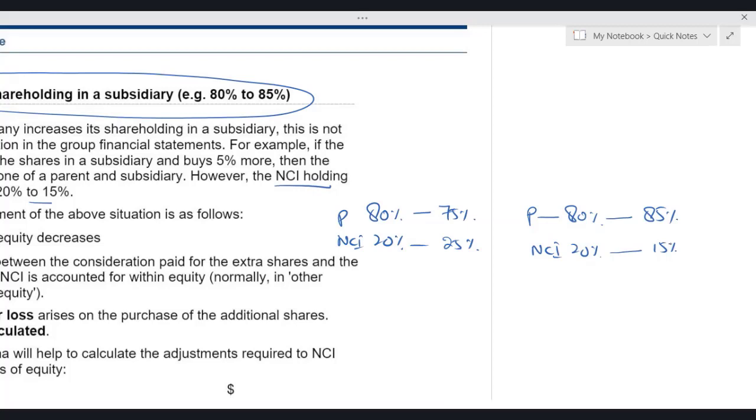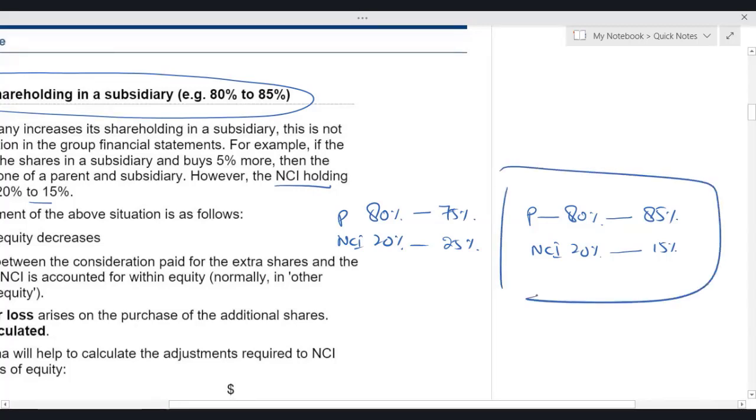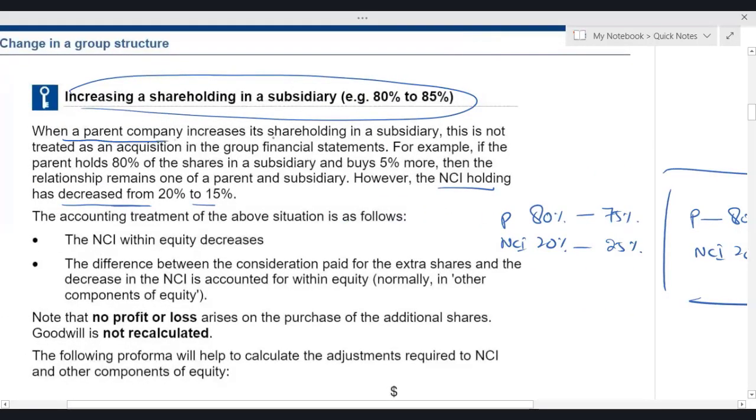Again, whatever the gain or loss comes, even in this scenario, in case of further acquisition after getting the control, whatever the gain or loss comes, that also goes to other component of equity. When a parent company increases its shareholding in a subsidiary, this is not treated as an acquisition in the group financial statements. For example, if the parent holds 80% of the shares in a subsidiary and buys 5% more, then the relationship remains one of parent and subsidiary. However, NCI will decrease from 20 to 15.